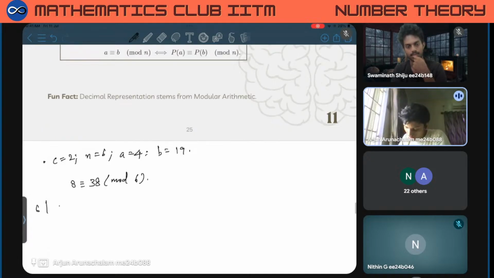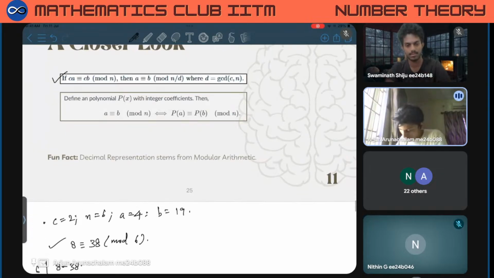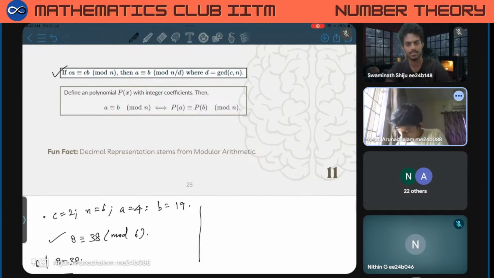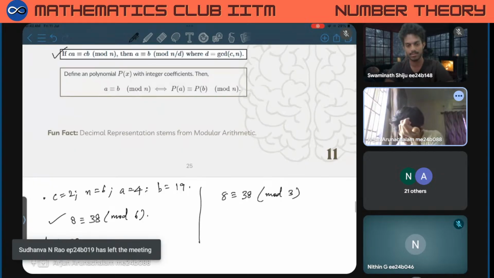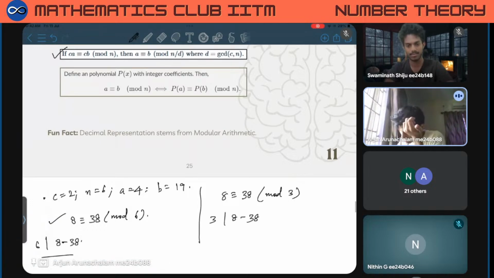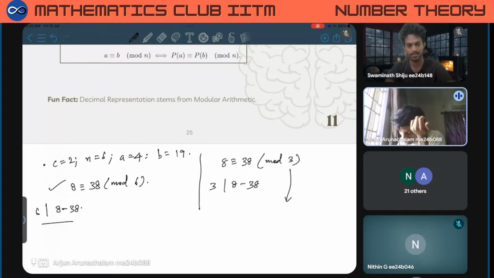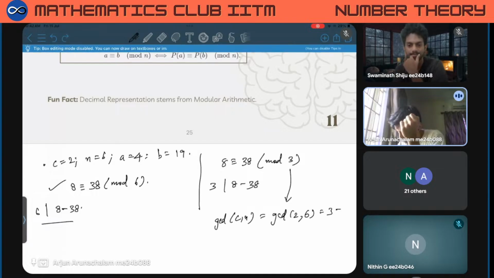This is in fact true because 6 divides 8 minus 38. So this is true. Now what the theorem states is that 8 is congruent to 38 mod 3, right? This is also in fact true because 3 divides 8 minus 38. So why 3? The GCD of c comma n is equal to GCD of 2 comma 6, which is, no, sorry, which is 2. Let's call it d.